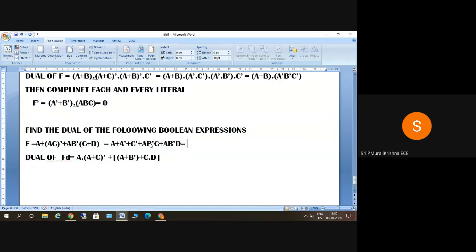Okay, and I can take A as common here. So 1 plus A bar plus, sorry, A bar plus, so 1 plus B bar C plus B bar D, plus we are left with A bar plus C bar.